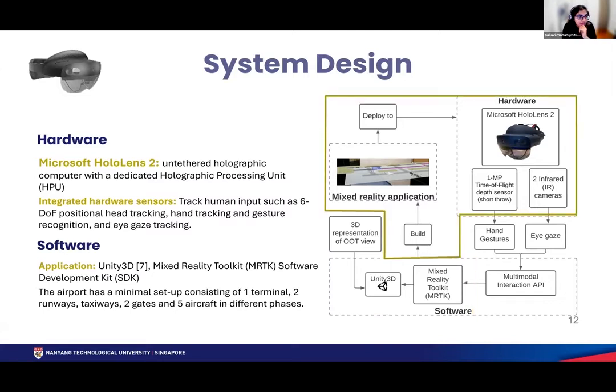So thus, after developing our Unity 3D application, we can build it and deploy it to Microsoft HoloLens 2 as a standalone mixed reality application. In our application, we use a 3D model of the airport with interaction capabilities and a very minimal visual setup as a proof of concept that includes 1 terminal, 2 runways, taxiways, 2 gates, and 5 aircraft in different phases.